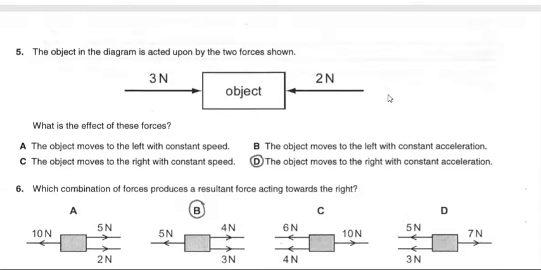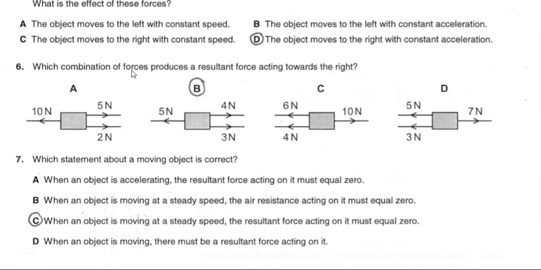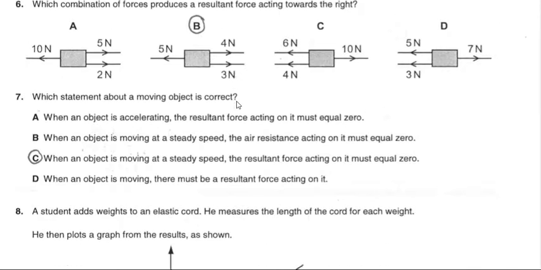Question 5. The object in the diagram is acted upon by the two forces shown. What is the effect of these forces? It's so that the object moves to the right with a constant acceleration, because 3 minus 2 is 1, there's a net force to the right. Question 6. Which combination of forces produces a resultant force acting towards the right? Well, B has 5 to the left and 7 to the right, so that's a resultant of 2 to the right.